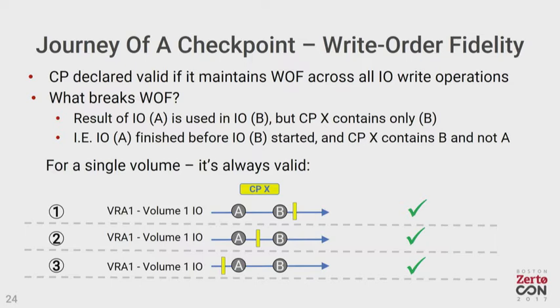But I want to go back to this part of the challenge. What if the checkpoint contains IOB but not IOA? And when is that a problem we need to solve for if I just said that for a single volume, write order fidelity is easy and checkpoints are always valid?